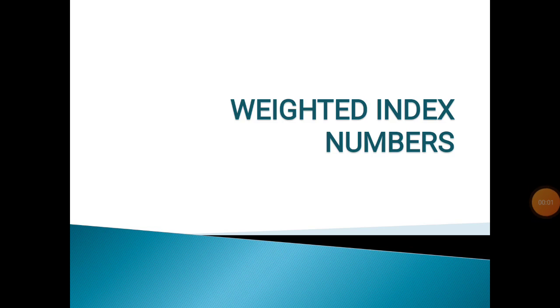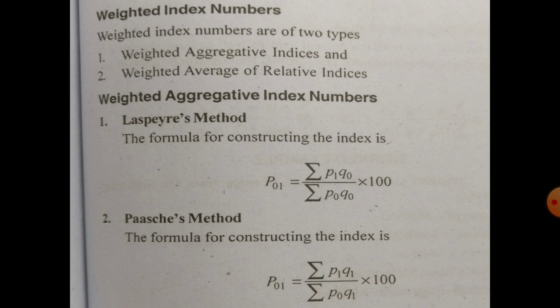Hi everyone. In this class, we are going to see weighted index numbers. In our last class, we have seen unweighted index numbers. For that, we have seen two methods, the simple aggregative method and the simple average of price relative method. Similarly, in weighted index numbers also, we have two methods, weighted aggregative indices and weighted average of relatives indices.